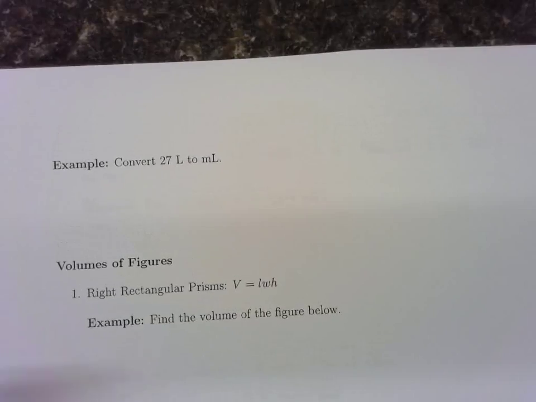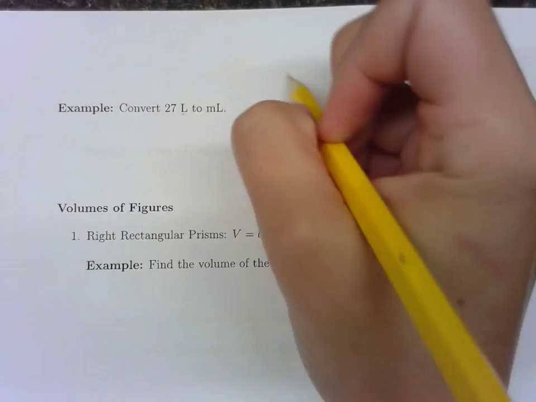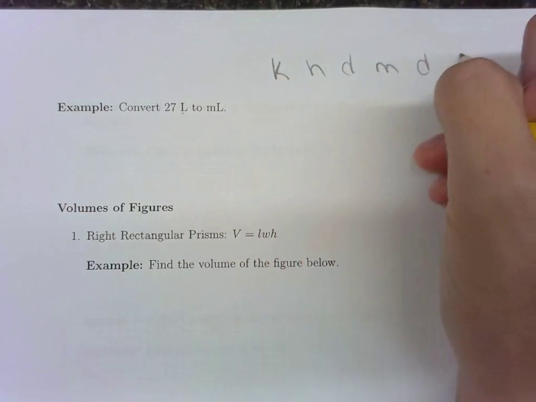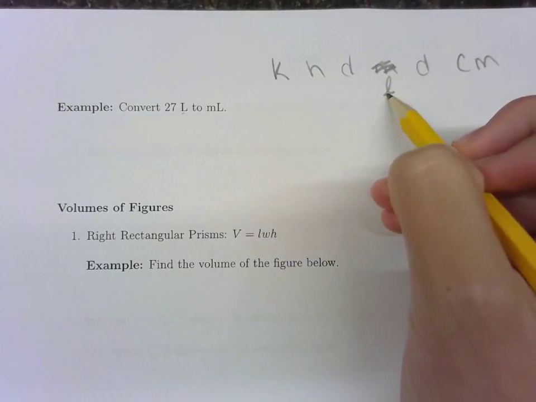Okay, going on to page 2, let's just go ahead and do a simple conversion here. It says convert 27 liters to milliliters. Okay, so we're going from liters to milliliters. So let's go ahead and write out our King Henry died Monday drinking chocolate milk, but now we have liters here. And we're going from liters to milliliters.